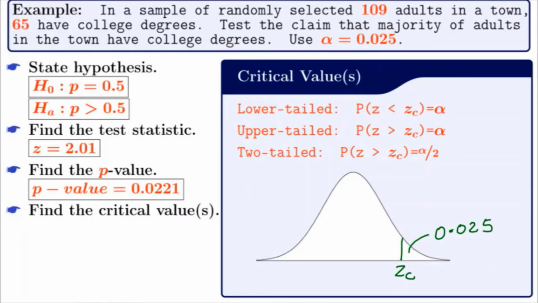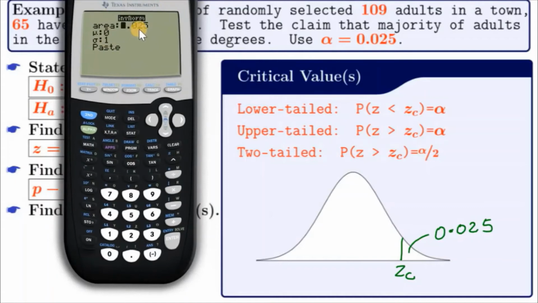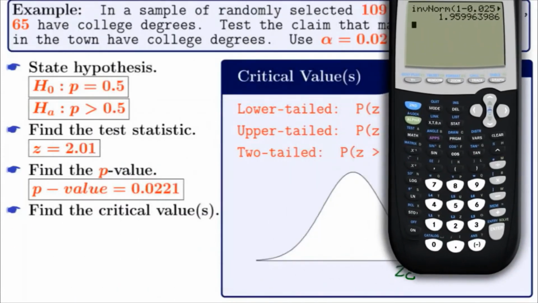Now let me pull up my calculator on the screen. One second, then go to distribution. Here we want to use inverse norm, which is number 3, then hit enter. So this takes area to the left. So in this case here, it will be 1 minus 0.025. Then our mu is 0 and our sigma is 1. Then hit enter, then enter. So we got 1.96. So let me move this here, and therefore our critical value is 1.96.